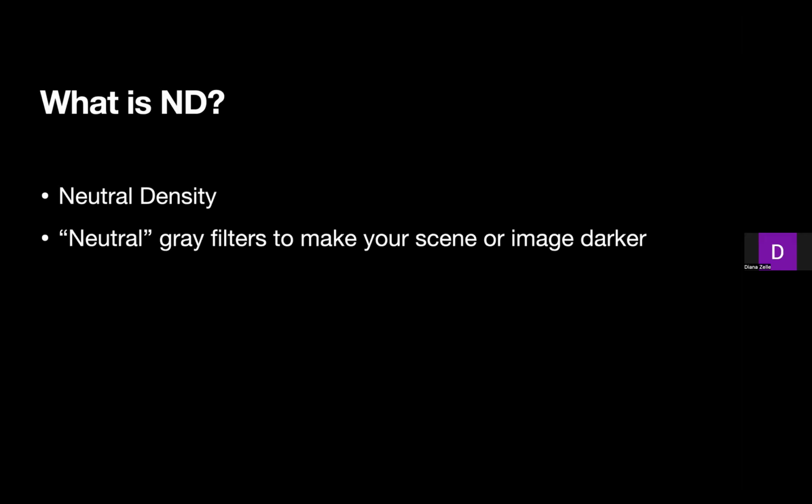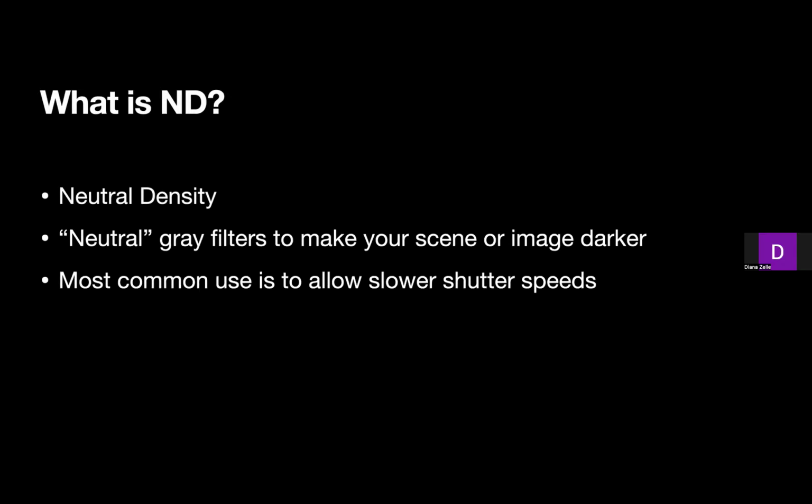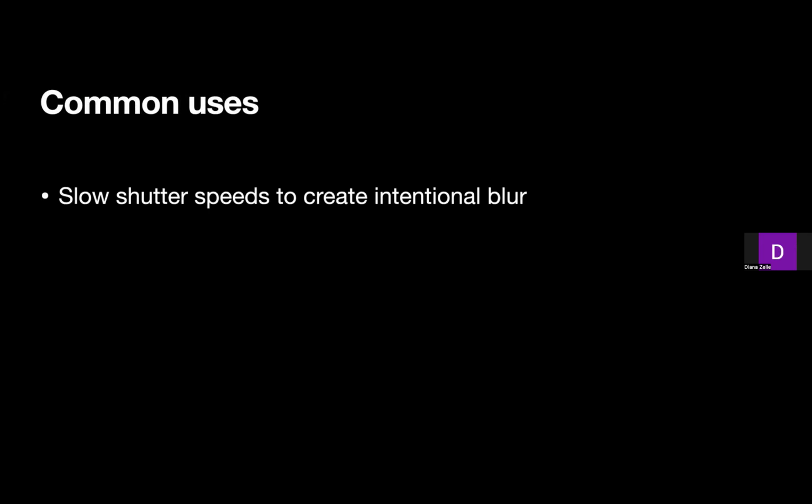So the idea is that they're going to make the image darker, and that's usually so we can use slower shutter speeds. That's really the primary purpose of neutral density filters. Now, that goes against pretty much everything we're always trying to do. We want to get our shutter speed up so we don't have motion and we stop everything. But there are times we do want to slow our shutter speed down. And there are a couple reasons for that. The common use is to create intentional blur.